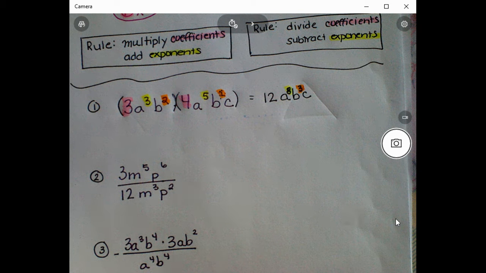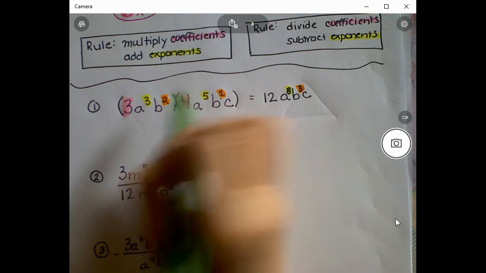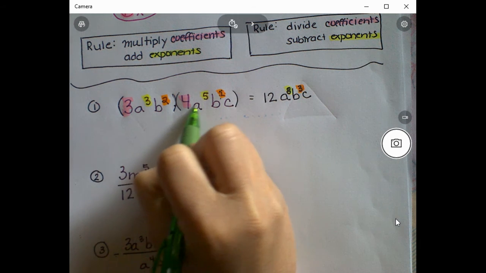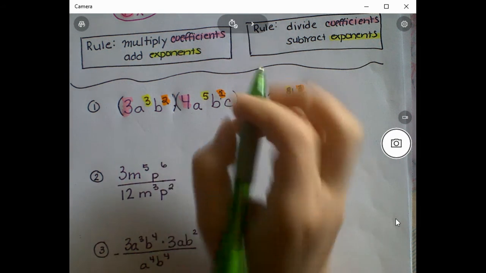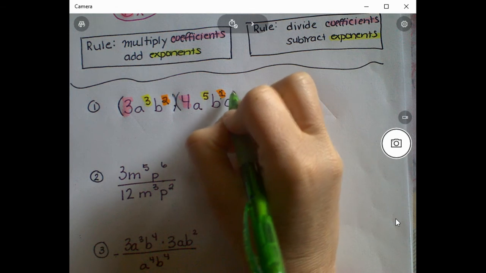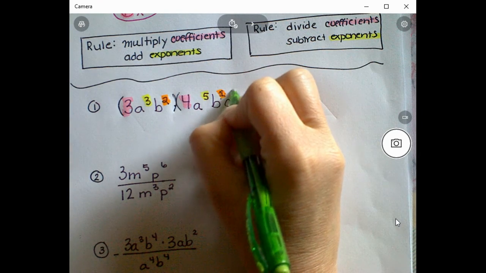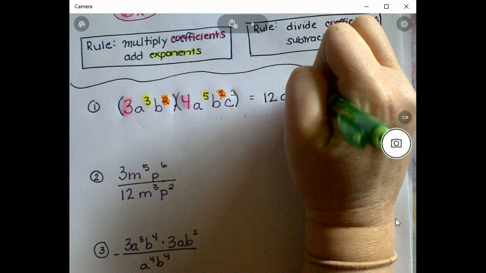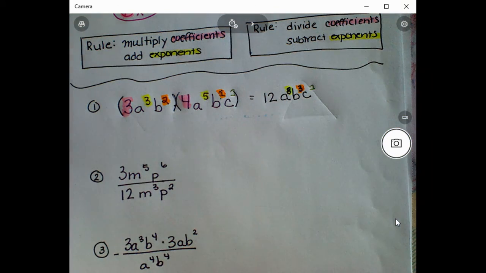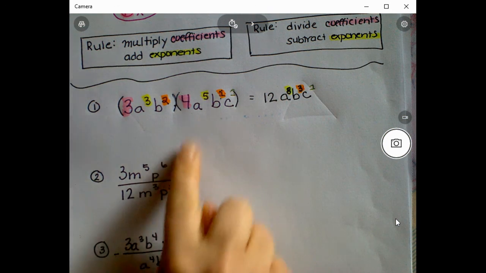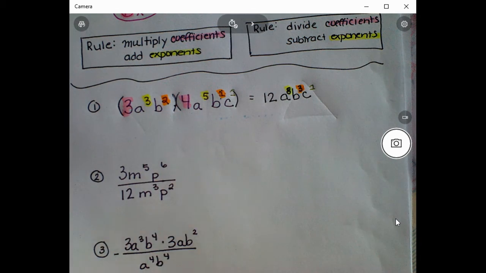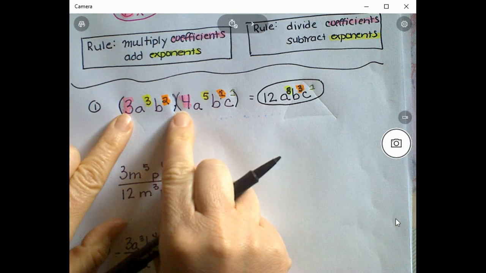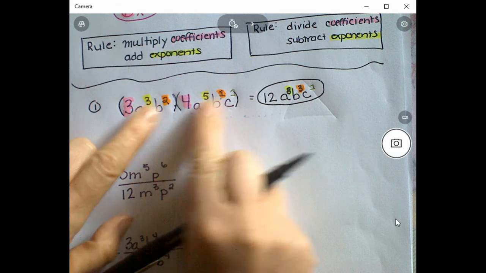And now we're going to look at the C exponent. So there are no C's in this monomial. And over here we have a C right here. There is no exponent, so the exponent is implied, a 1. So we know we only have one C because we had no other C's in this part. All right, so this is the answer. Multiply the coefficients, add the exponents.